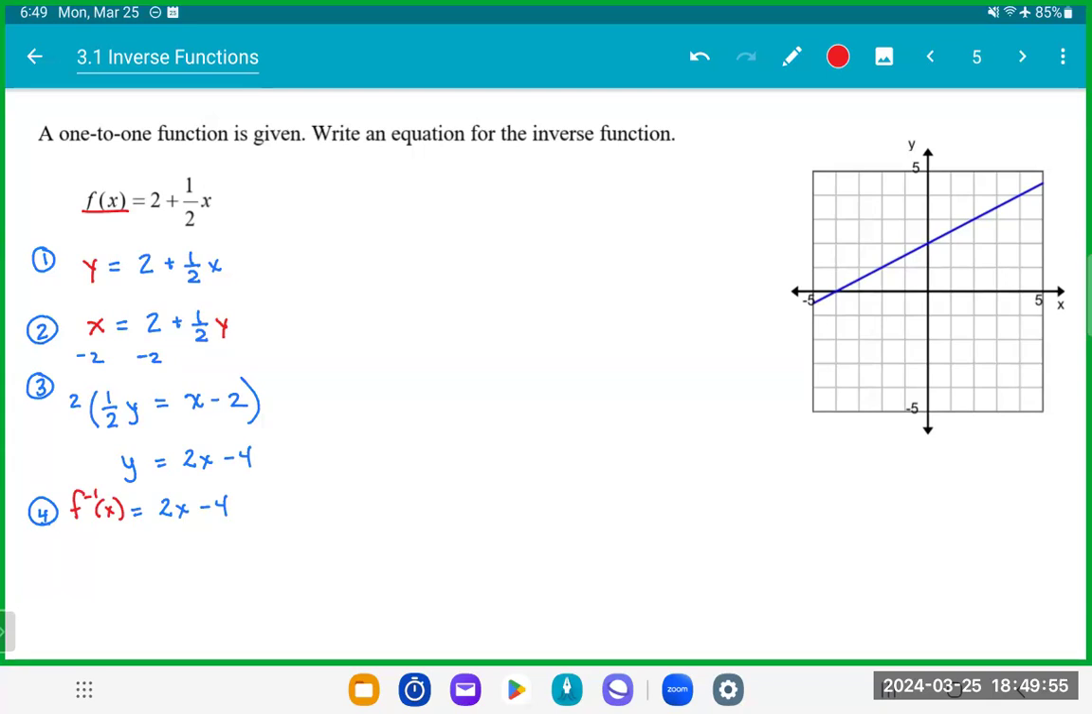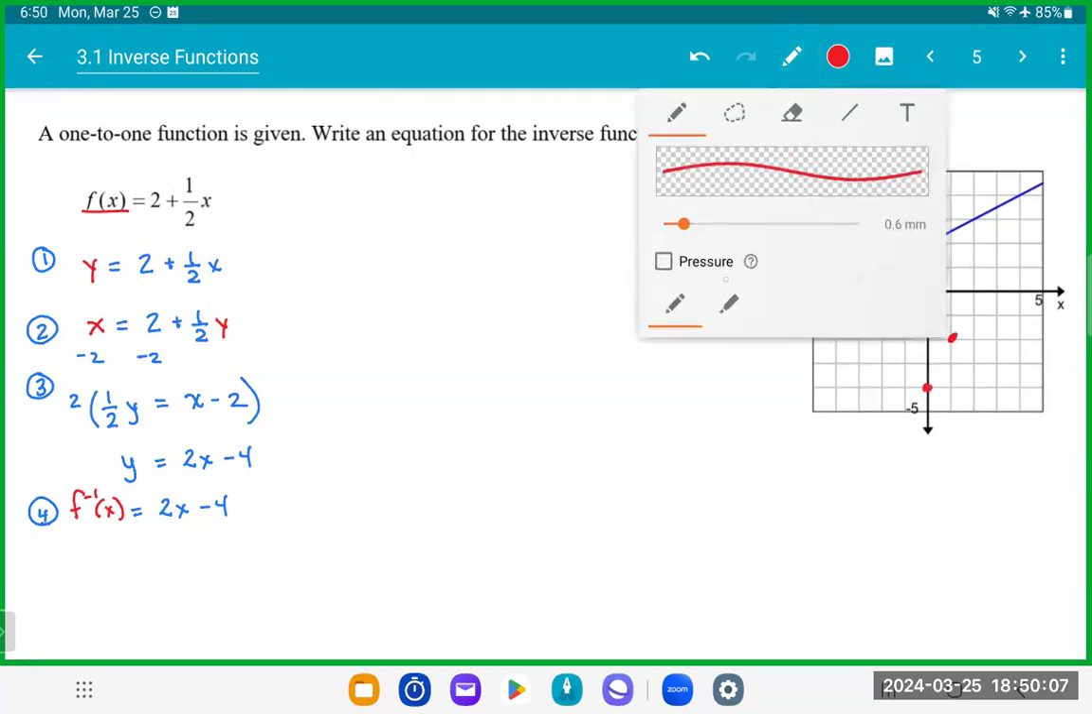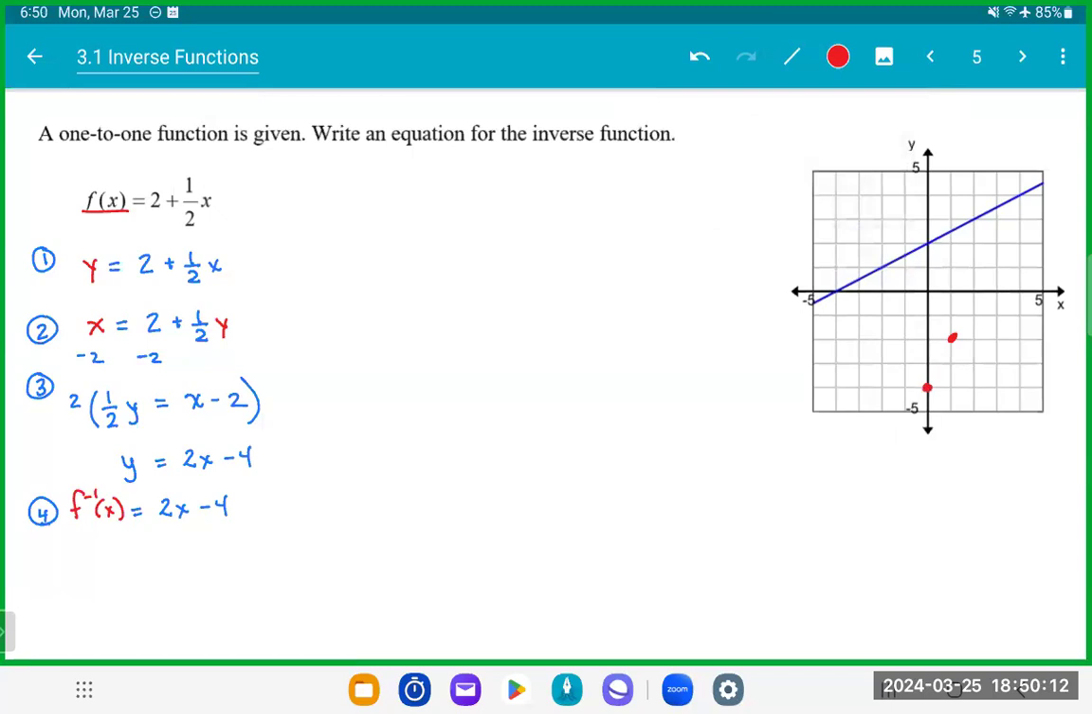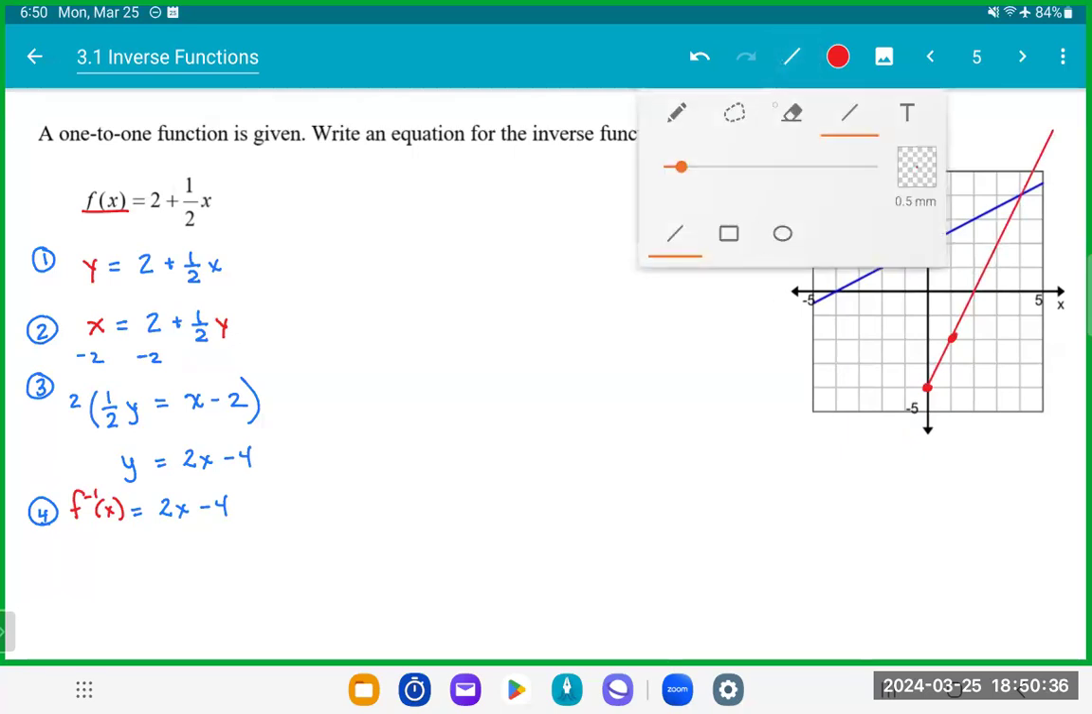And we could graph this if we wanted to. So we'd come over here to -4. That's where we have our intercept. And our slope is 2. So we rise 2, run 1. Let me do this a little better. Rise 2, rise 2, rise 2. So that is what that graph would look like if we graphed it out.